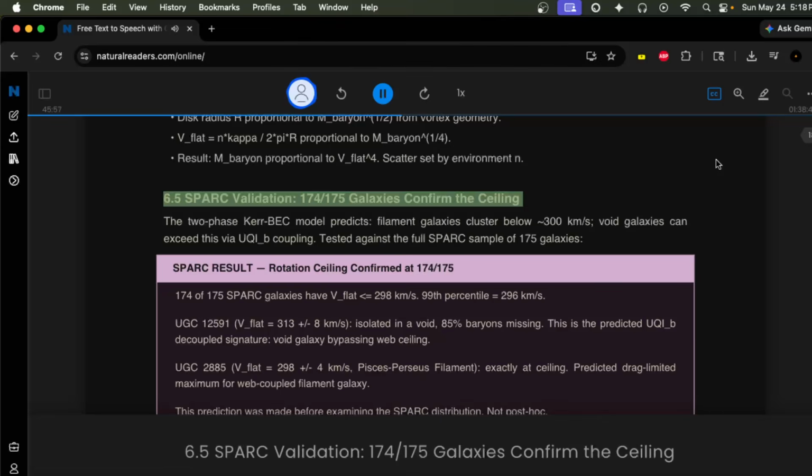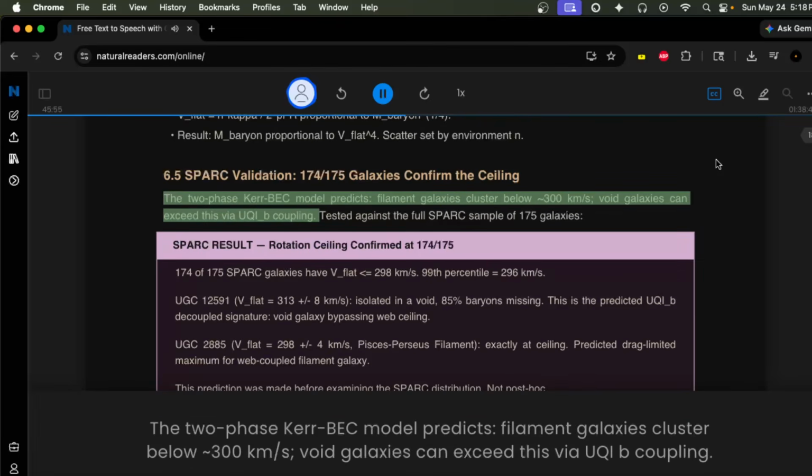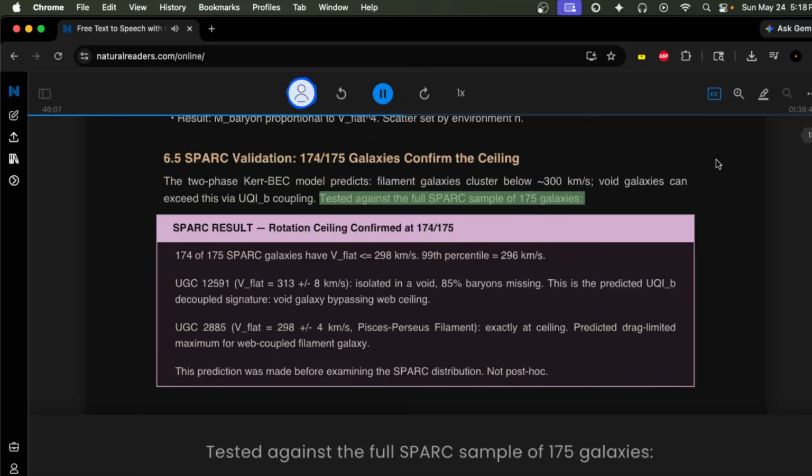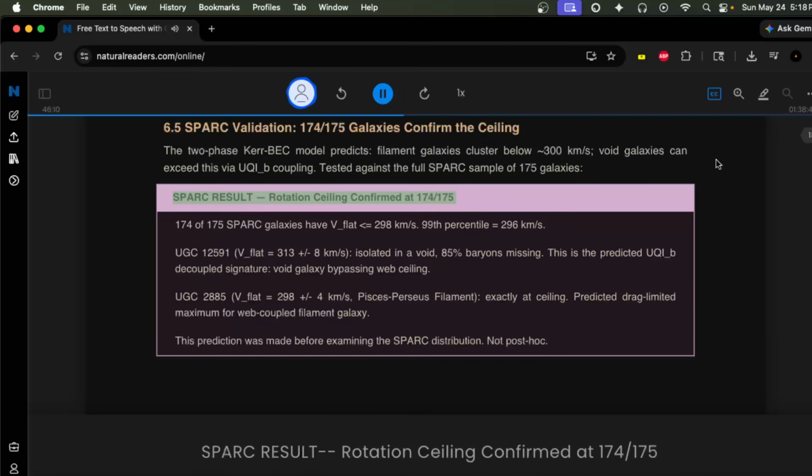174/175 galaxies confirm the ceiling. The two-phase Kerr-Beck model predicts filament galaxies cluster below approximately 300 km per second. Void galaxies can exceed this via UQIB coupling. Tested against the full SPARC sample of 175 galaxies. SPARC result: rotation ceiling confirmed at 174/175.